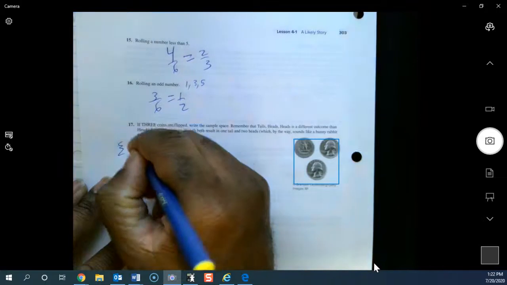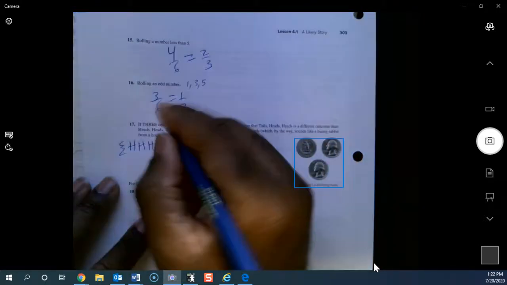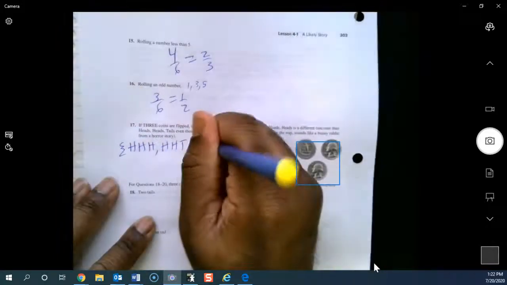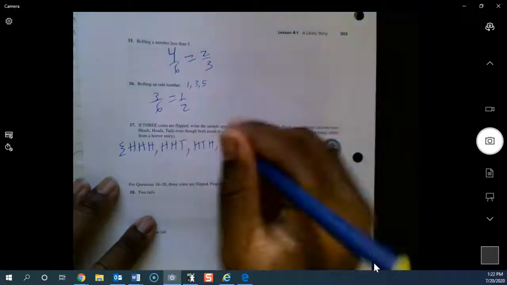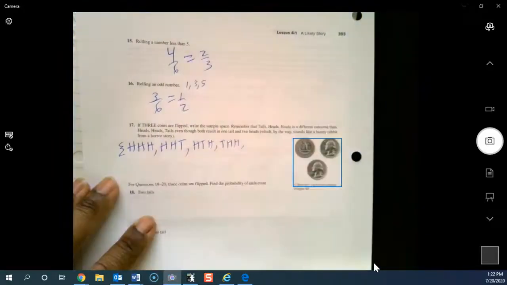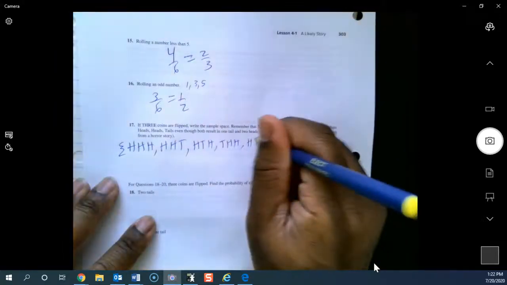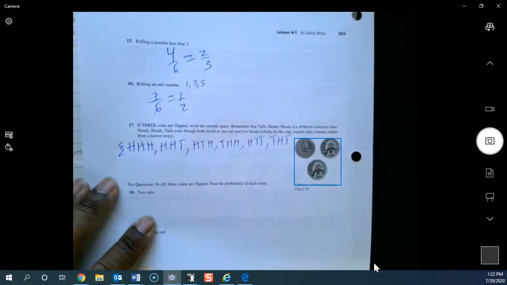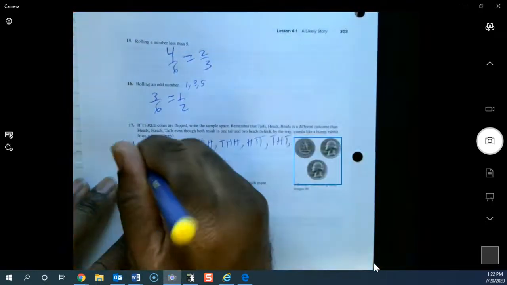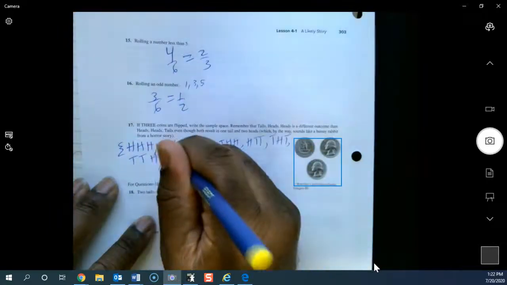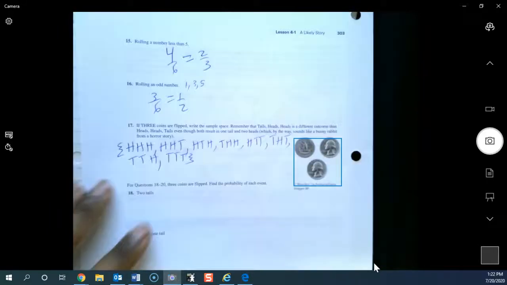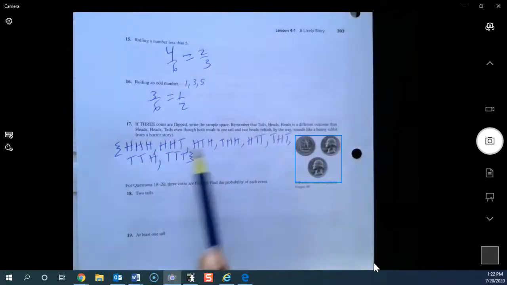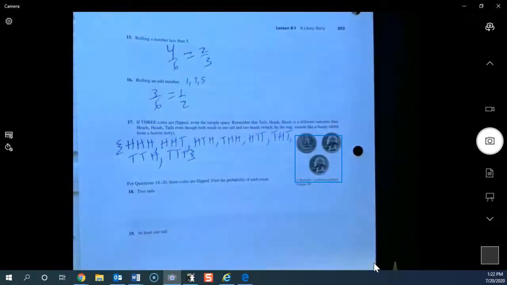Now, for 17, 3 coins. First of all, we have 3 heads. Then we could do 2 heads and a tail. Then we can do head, tail, head. Then we could do tail, head, head. We could do head, tail, tail. We could do tail, head, tail. We could do 2 tails and a head. And then finally 3 tails. Now, if we count this up, 1, 2, 3, 4, 5, 6, 7, 8, we have 8 different outcomes here.